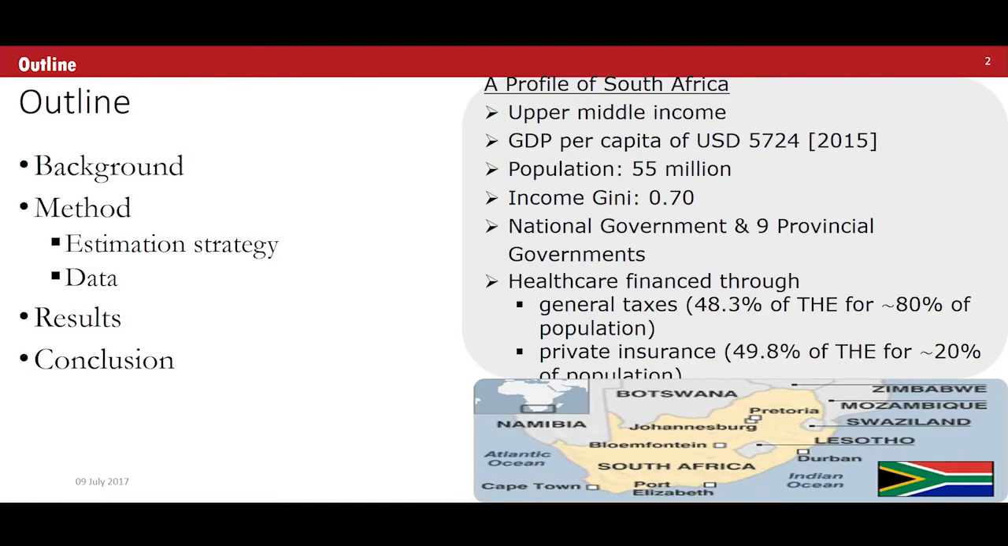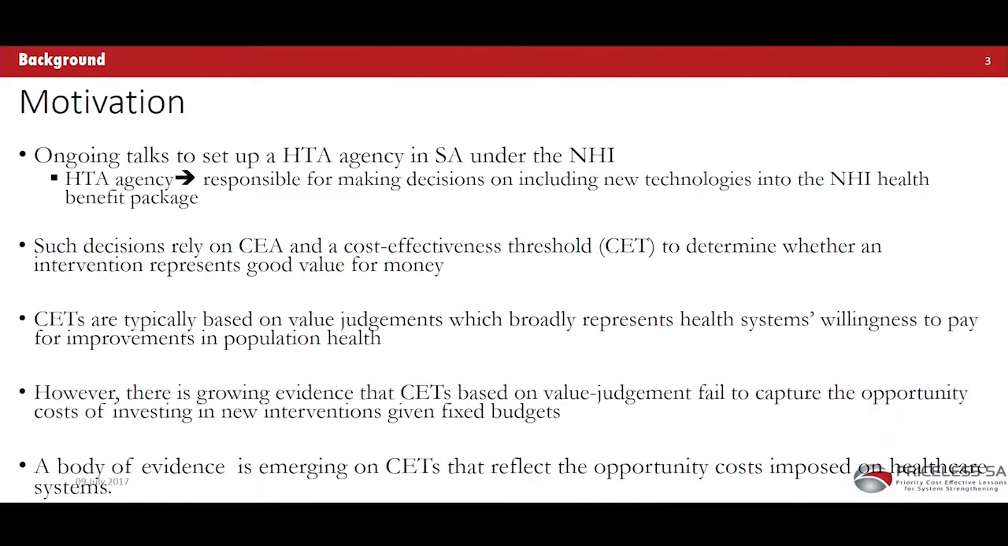And so South Africa has 9 provincial governments, and each of them is responsible. They have complete autonomy over how they allocate the revenue they receive through national transfers. So it's a kind of fiscal federalism system where the national government has very little control over how the provinces allocate their resources. So just a bit of motivation for the study.